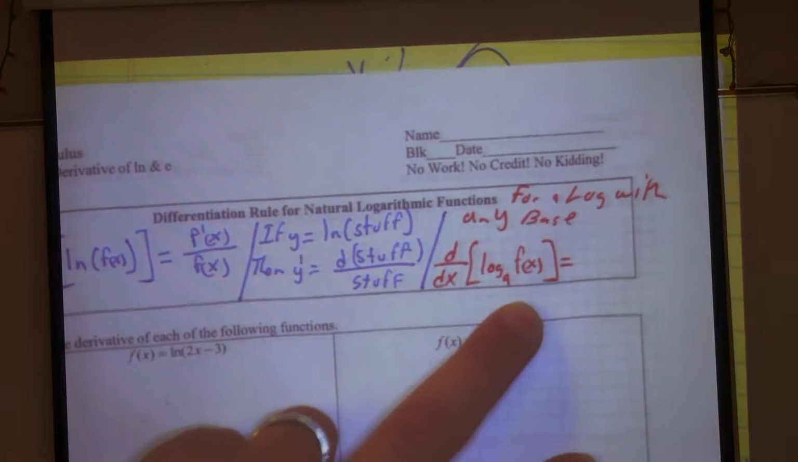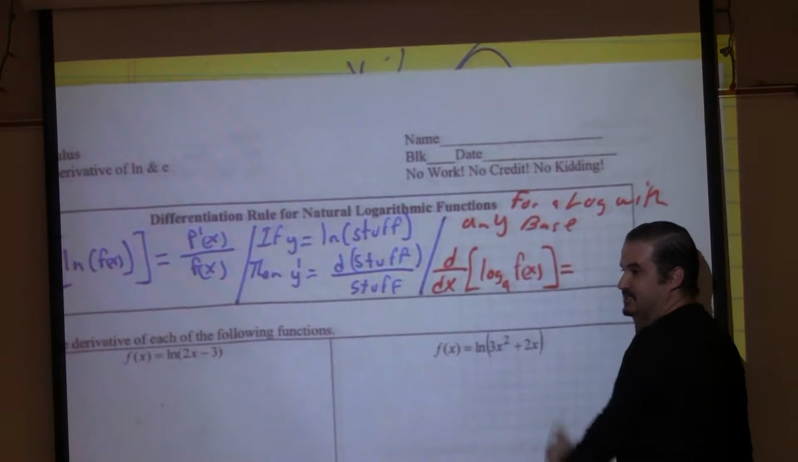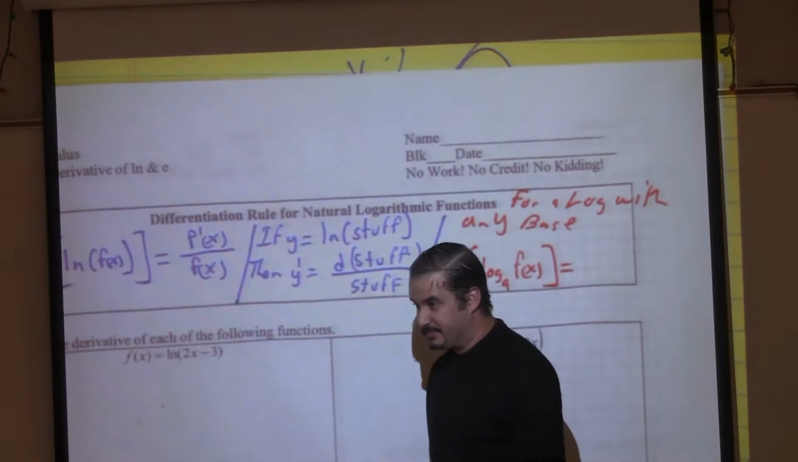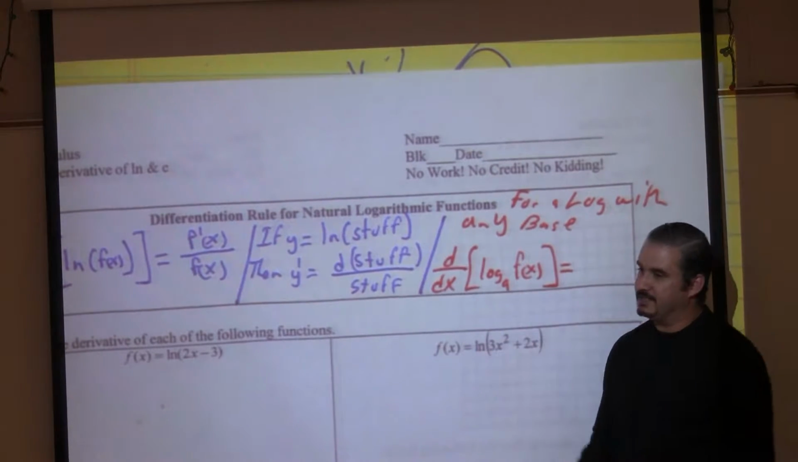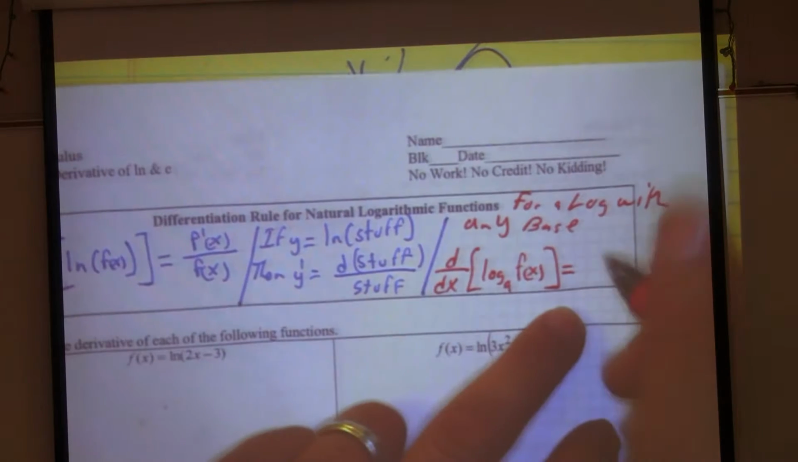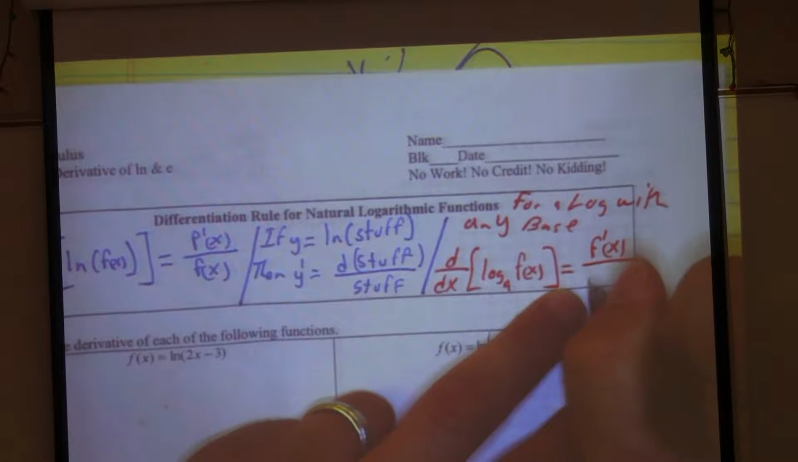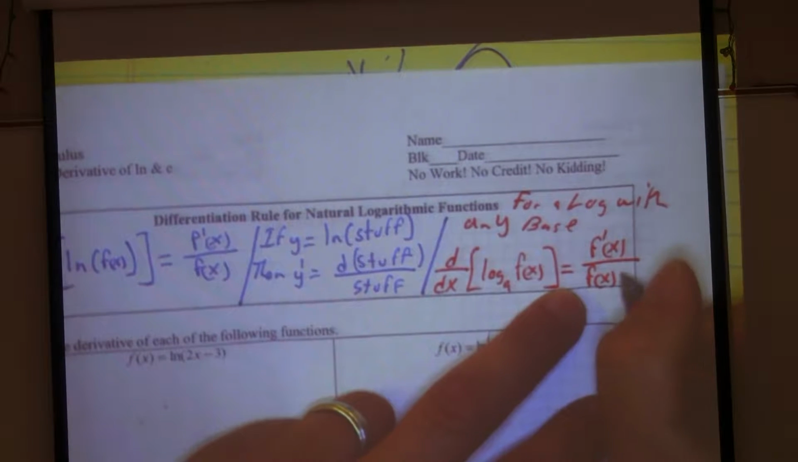Alright, so let's say I have log with any base, not log with a base of e like we have, right? That's an a, yes. Log base a of f of x. So here it's the same way. F prime of x over f of x, but then on the bottom you have to multiply it always by ln of the base, which is a.